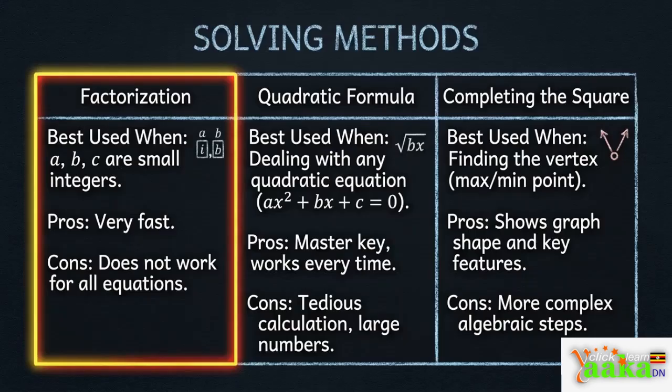While factorization is the fastest tool for equations with small integers, more complex numbers require the quadratic formula or completing the square. Use this table to decide which tool fits your specific problem.